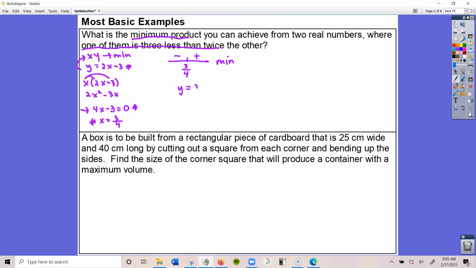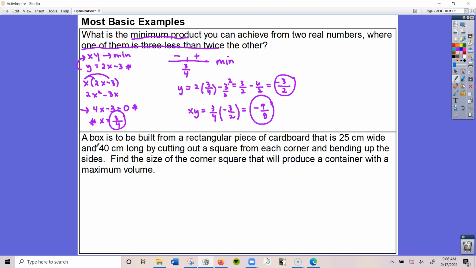So y is equal to 2 times x, which is 3 over 4, minus 3. 2 times 3 over 4 is 6 over 4, which can be simplified to 3 over 2, minus 3, I'm going to have to put this over 2, meaning 6 over 2, which gives me that y is equal to negative 3 over 2. So to get the minimum product, I plug in what I got for x and what I got for y. So 3 over 4 times negative 3 over 2 gives me a minimum of negative 9 over 8.